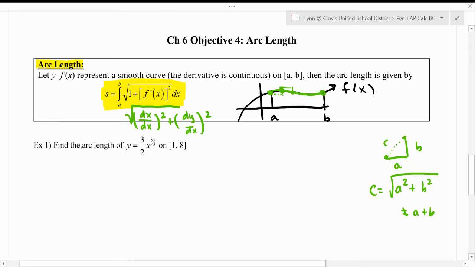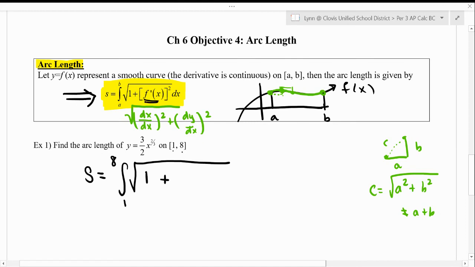So here we go. Example 1, find the arc length. How am I going to do that? I'm going to use that formula. So we're going from 1 to 8. That means we use S for arc length. So we're going to integrate from 1 to 8. And then I'm following the formula, square root of 1 plus, and then they want me to take the derivative. So I will just do that off to the side here.